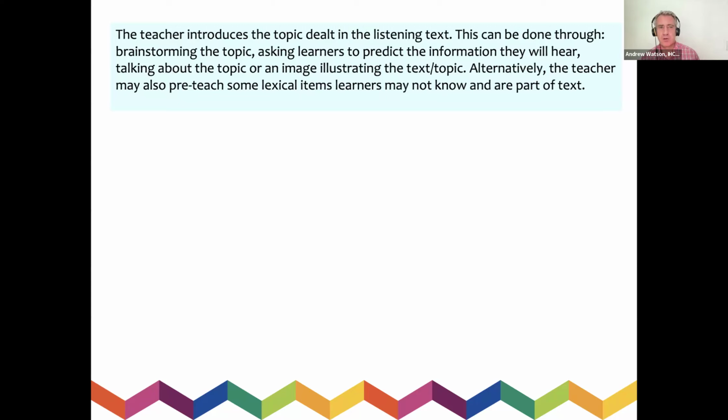Alternatively, the teacher may also pre-teach some lexical items the learners may not know and are part of the text. That's what I did. I wouldn't say it's an alternative. I think it can be both: you activate the knowledge about the type of text and topic, and then do some pre-teaching as well.